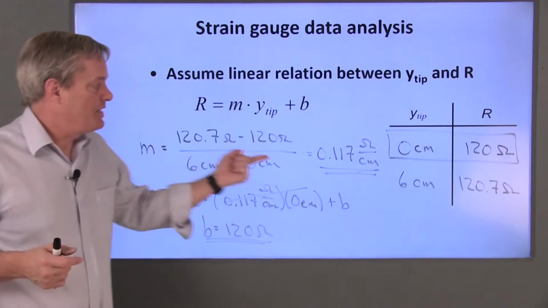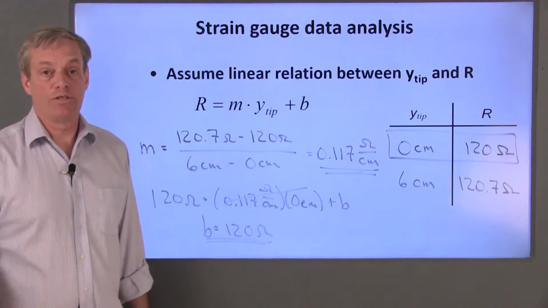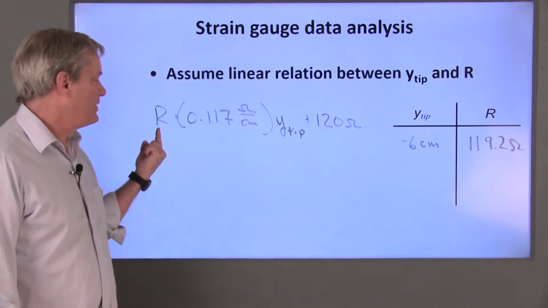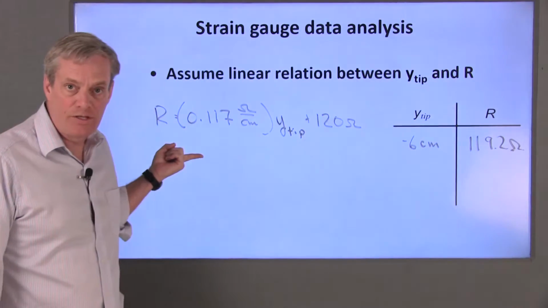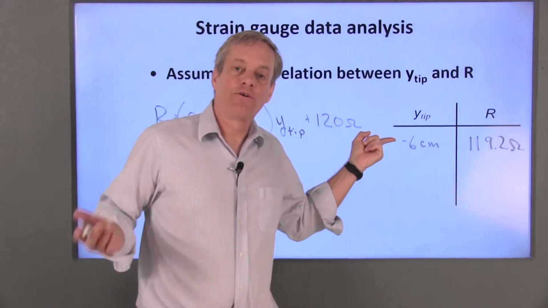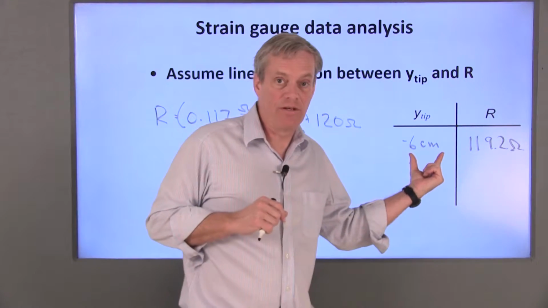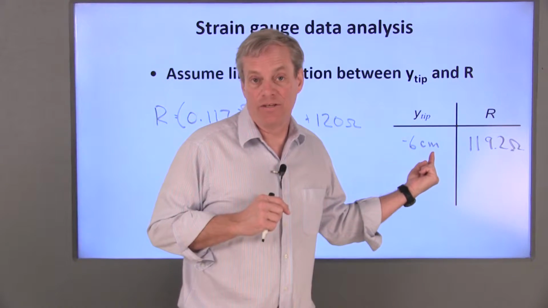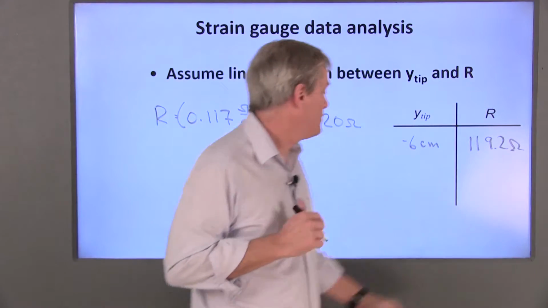Now let's see how the equation we've estimated from these 2 points agrees with the third data point that we took earlier. This is the linear relationship between the resistance of the strain gauge and the tip displacement of the beam that we previously determined. We also took a third data point where we deflected the tip of the beam up by about 6 centimeters. Since positive is downward, that corresponds to a negative 6 centimeter displacement, and we measured a resistance of 119.2 ohms.